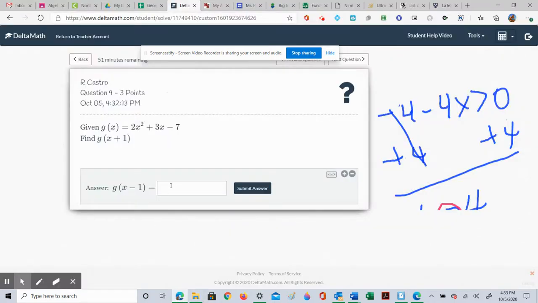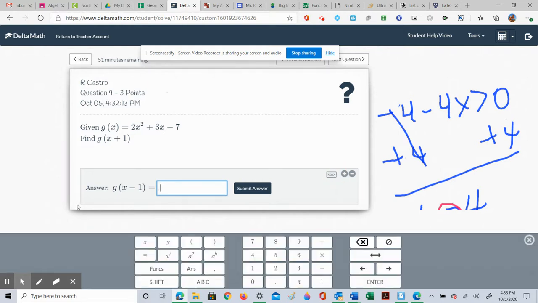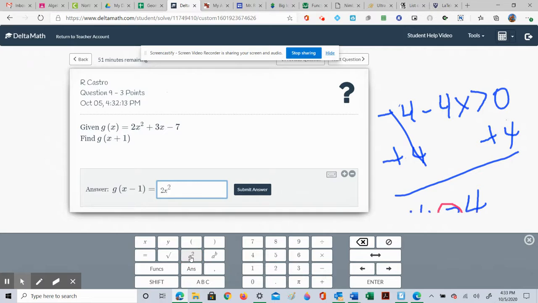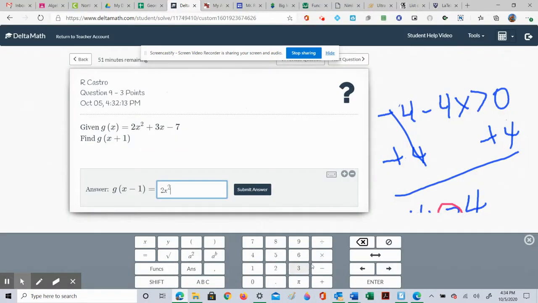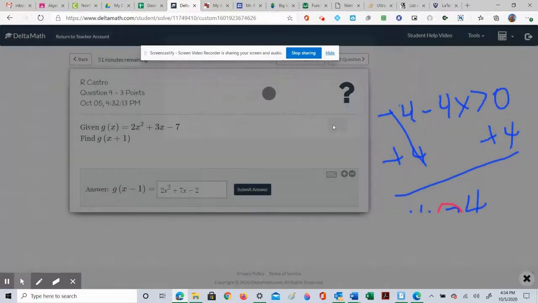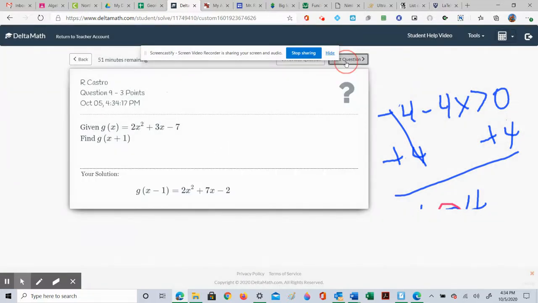Go back here. Now, this is where using the keyboard might be helpful for you. You want 2x. This means squared right here. Squared. What was my answer? Plus 7x minus 2. Don't expect to see all your work here. You're going to have to do this work on a separate piece of paper. Yes. Next question.